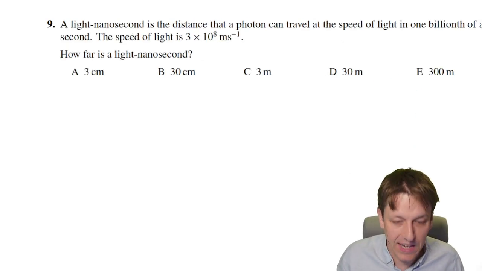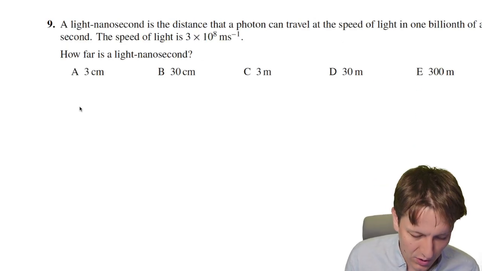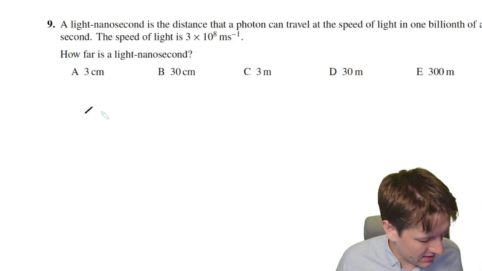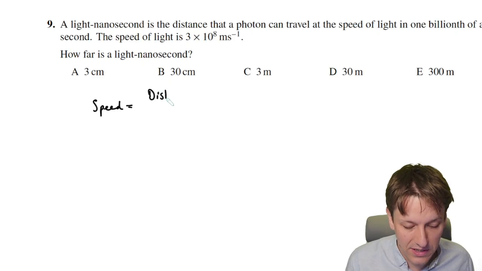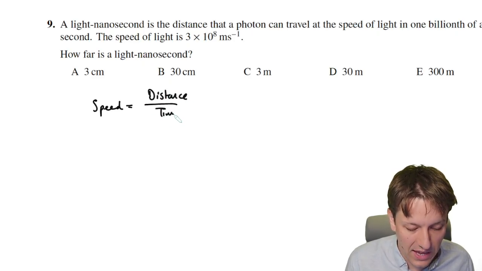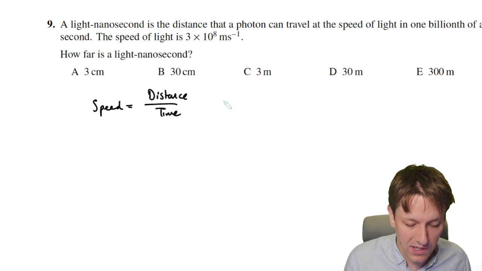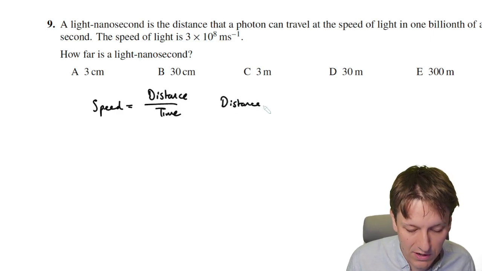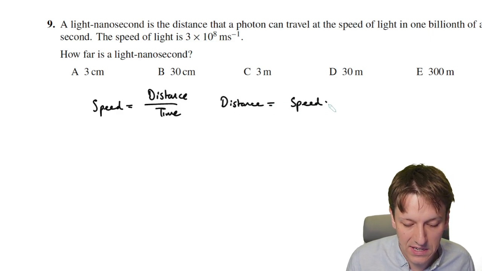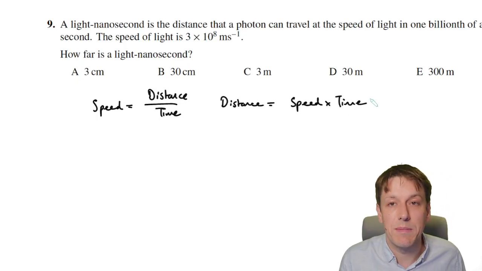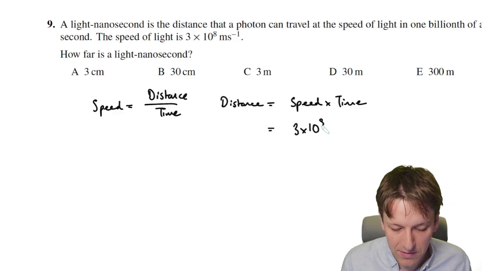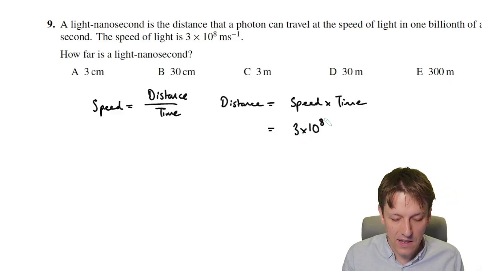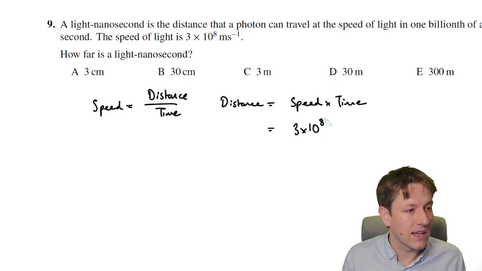The wording might make this slightly confusing here, but really it's just a question about speed, distance, and time. So we've got that speed, of course, is equal to distance over time, and here we want the distance, which is a light nanosecond, so we can rearrange this as distance equals speed times time, or perhaps you just remember that version as well. So the speed we've got here is the speed of light, 3 times 10 to the 8 meters per second, and the time is 1 nanosecond, a light nanosecond.